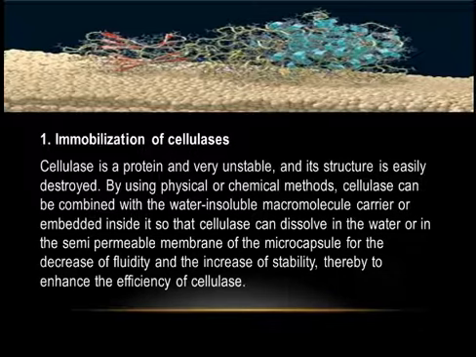1. Immobilization of cellulases. Cellulase is a protein and very unstable, and its structure is easily destroyed. By using physical or chemical methods, cellulase can be combined with a water-insoluble macromolecule carrier or embedded inside it, so that cellulase can dissolve in the water or in the semi-permeable membrane of the microcapsule for the decrease of fluidity and the increase of stability, thereby enhancing the efficiency of cellulase.